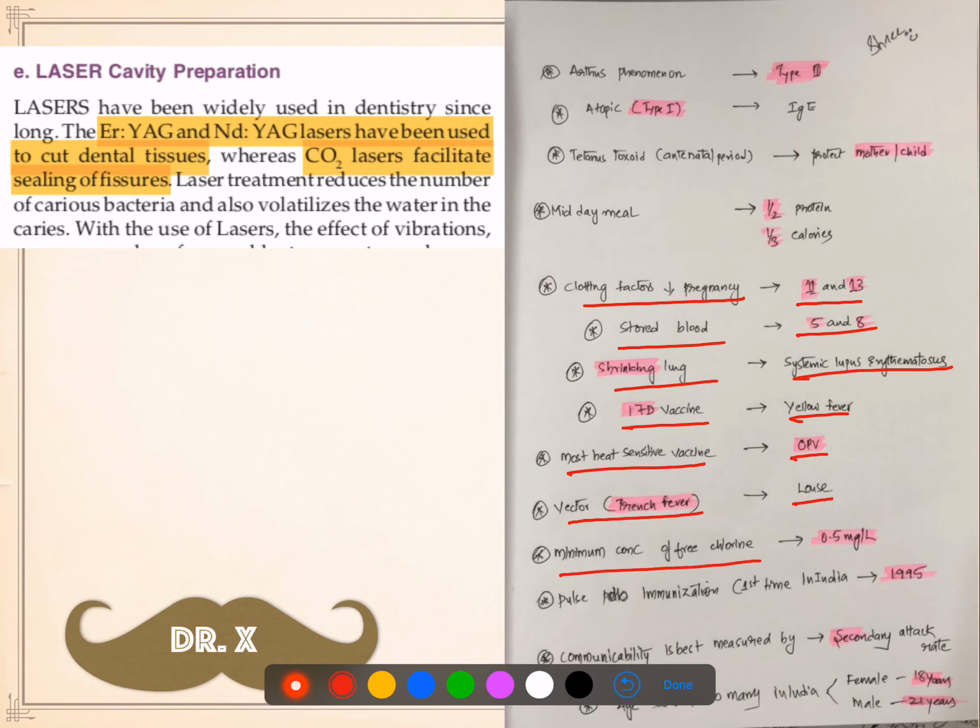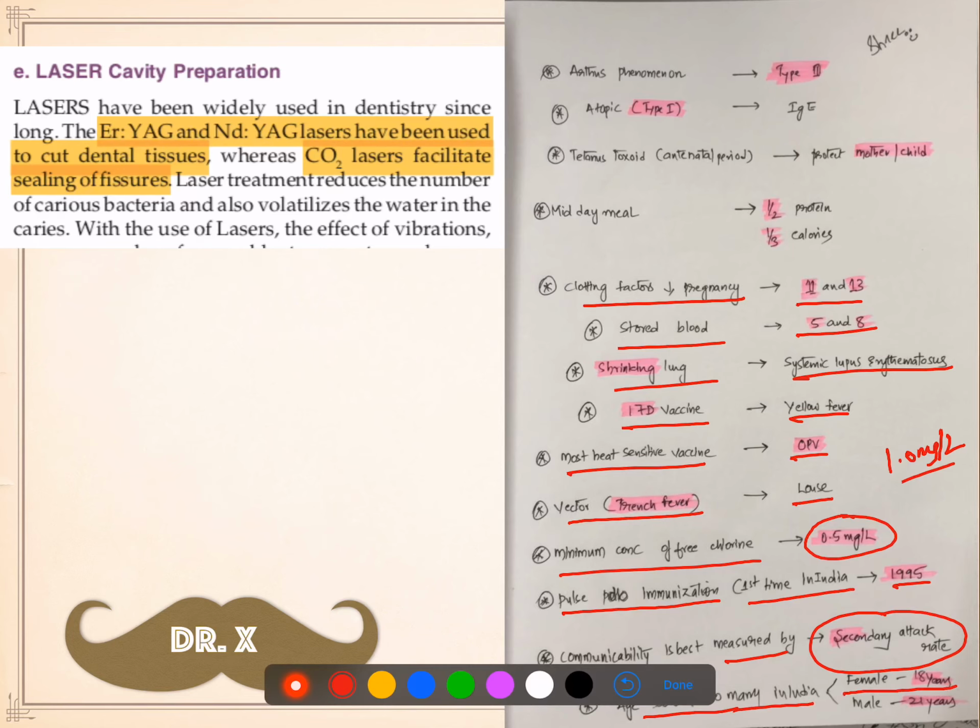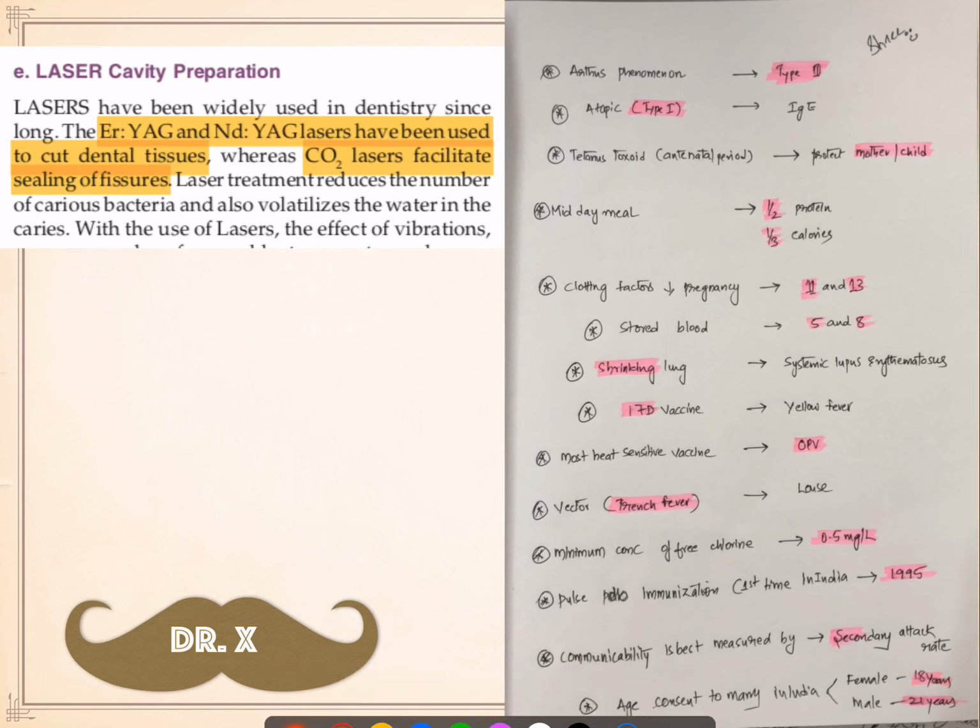The minimum concentration of chlorine for the disinfection of drinking water is 0.5 milligrams per liter, whereas in the case of disinfection of swimming pools it is 1 milligram per liter. It's already discussed in the group. Pulse polio immunization was first started in India in 1995, and communicability is best measured by secondary attack rate. The age for marriage in India for females is 18 years and for males it is 21 years.